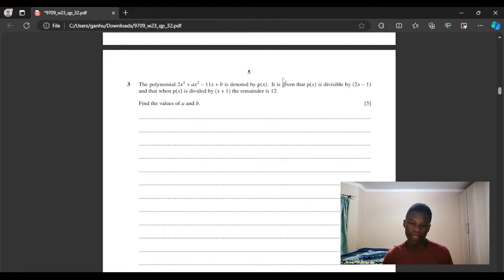Number 3, the polynomial 2x cubed plus ax squared minus 11x plus b is denoted by p of x. It is given that p of x is divisible by 2x minus 1, and that when p of x is divided by x plus 1, the remainder is 12. Okay, if p of x is divisible by 2x minus 1, we can use the factor theorem to say that p of half is equal to 0, and then we can use the remainder theorem to say that p of negative 1 is equal to 12.